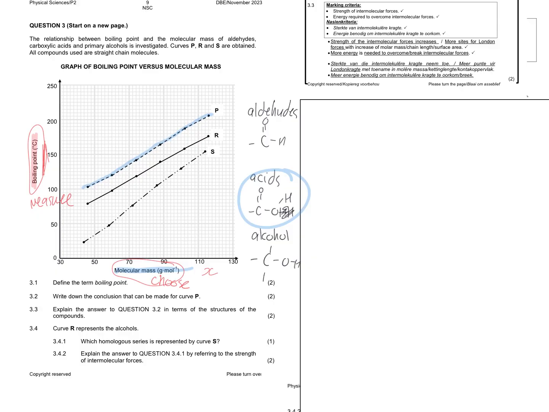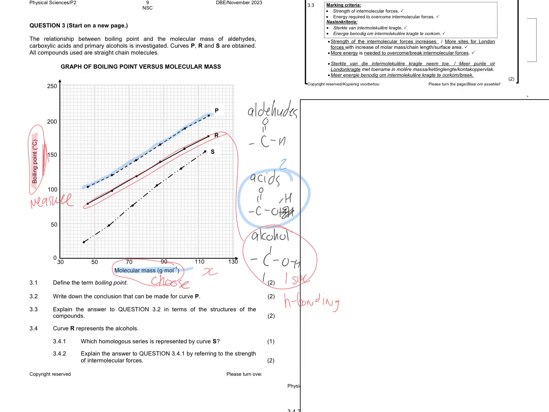Okay, so now for 3.4.1, they say that R is the alcohols. So the primary alcohols, the red one, R, is the alcohols. They are asking which homologous series is represented by S. I don't know whether you know, but alcohols have one site for hydrogen bonding. So their strength of intermolecular force is in the middle, in this case.